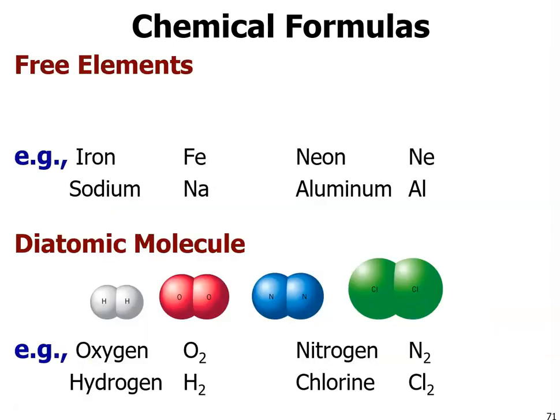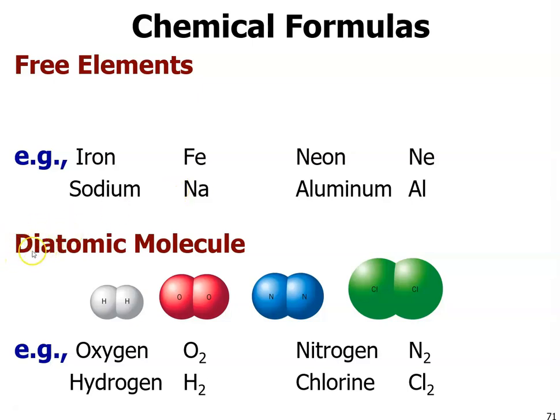We're going to start looking at how we talk about these things and how we write them down. We need to look at what we use for chemical formulas. So this goes back to the periodic table. Remember, we have that chemical symbol, and we're going to use those now. Free elements like iron, sodium, neon, and aluminum are examples. Instead of writing out the whole word, we just use the chemical symbol to demonstrate that we have that element and we're looking at it.